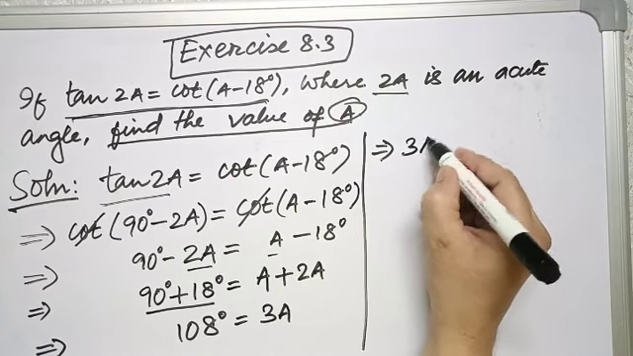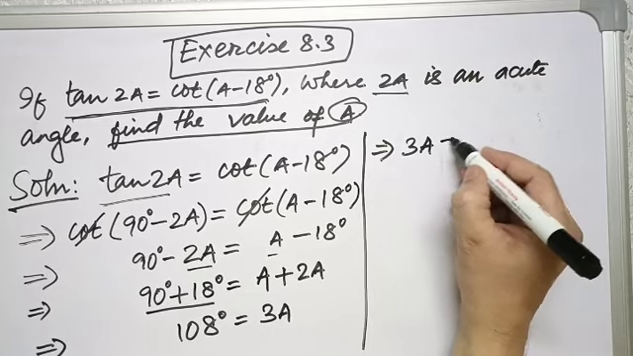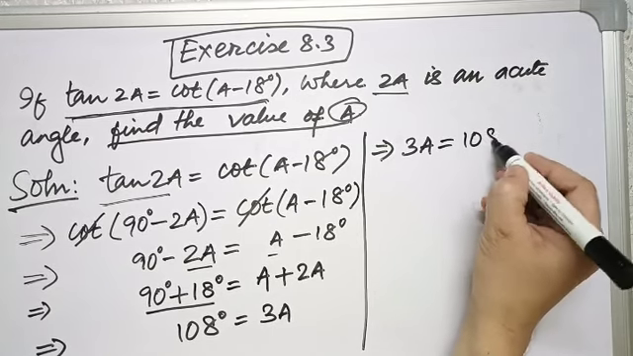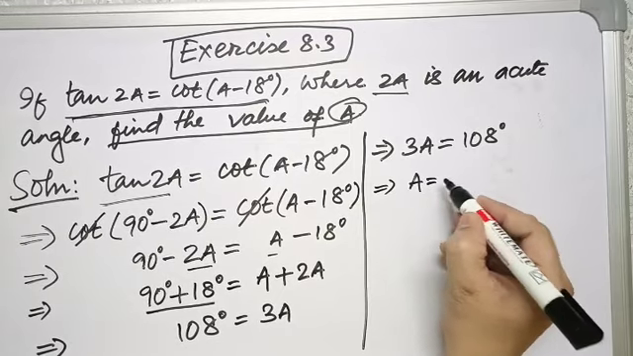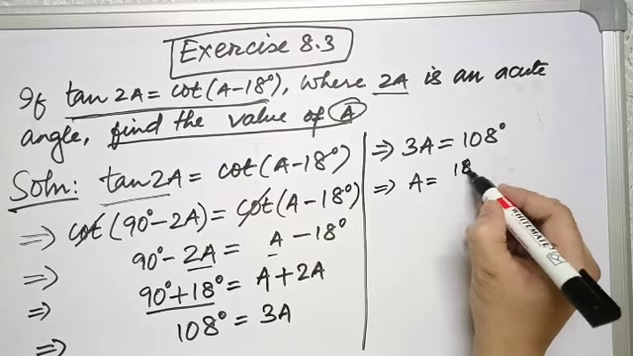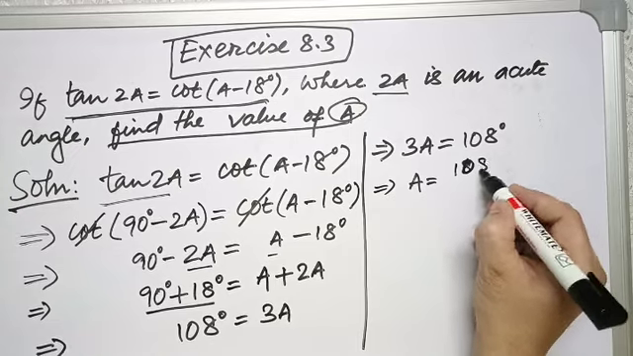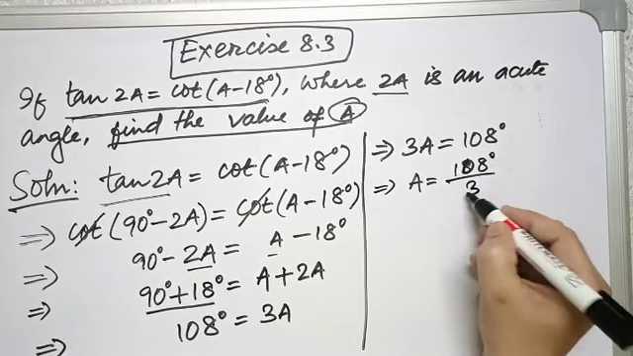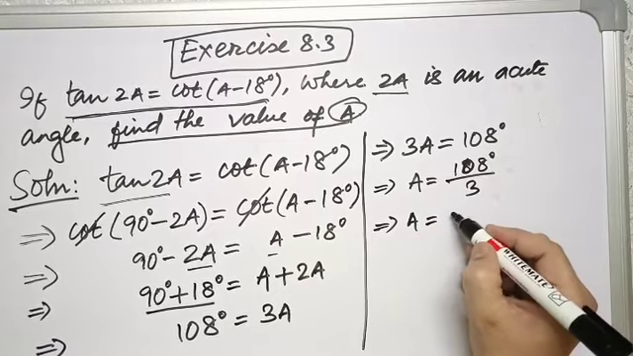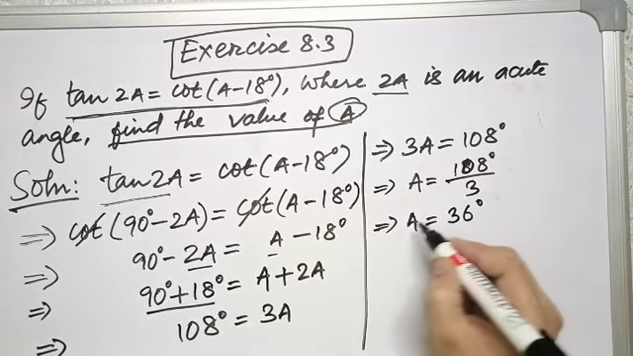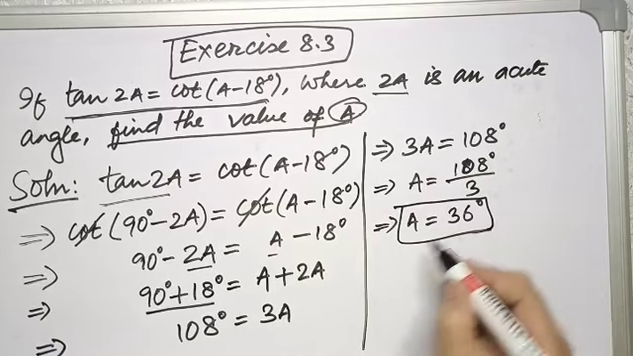Let me take 3a to the left hand side and 108 to the right hand side. This 3 will cross to the right hand side. Multiplication is going to be division, and if you divide 108 by 3, ultimately your value becomes 36.